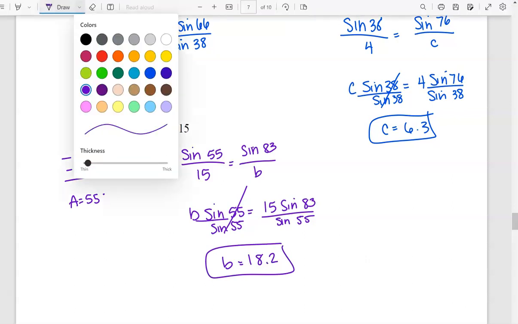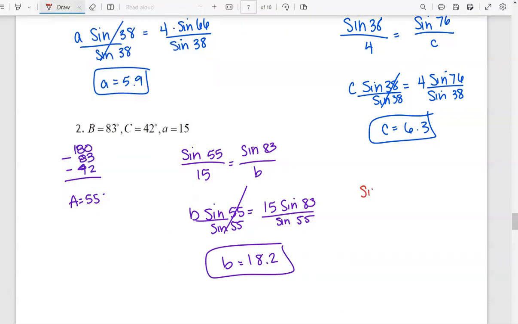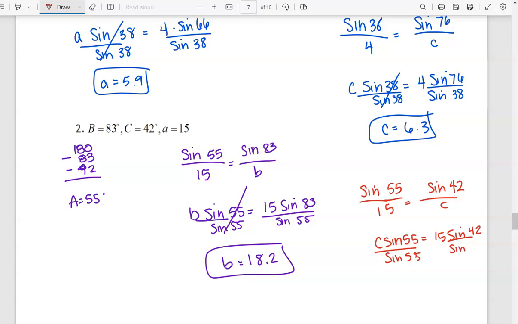So the last one is going to be finding our c. So sine 55 over 15 is going to be equal to sine of 42 degrees, which is C, over little c. And then again, cross multiplying. So in our calculator, we are going to be taking 15 times sine 42 divided by sine 55. And we wind up with 12.3. And that is little c.